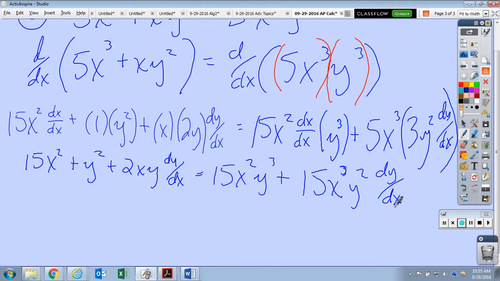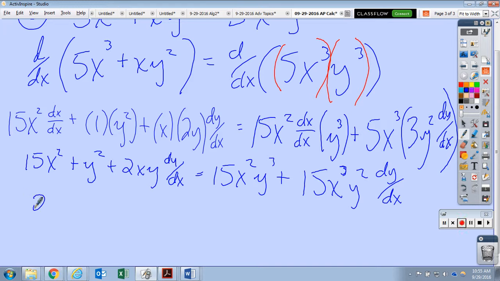Alright, so dy dx. So move all my stuff that does not include dy dx over, and move everything where it's connected with dy dx on the other side. Then you'll end up factoring out dy dx and then dividing by the other factor. So it just takes work. So here we go. So bring this guy over.